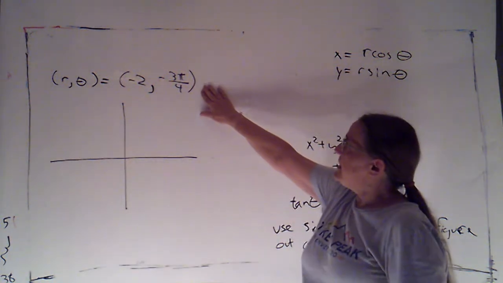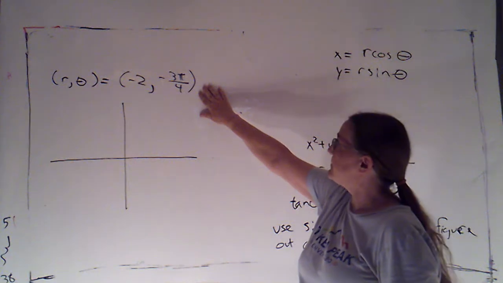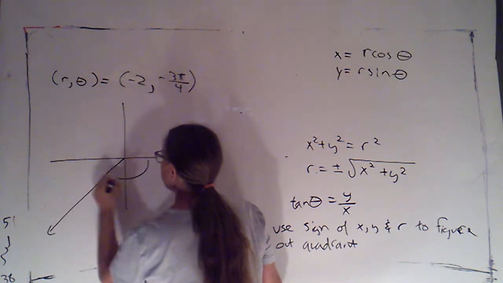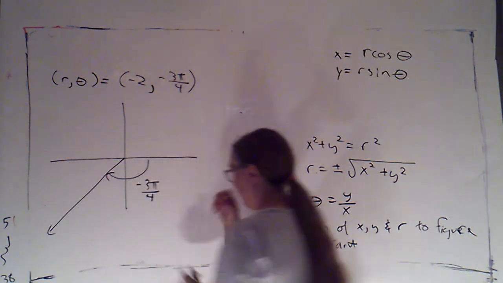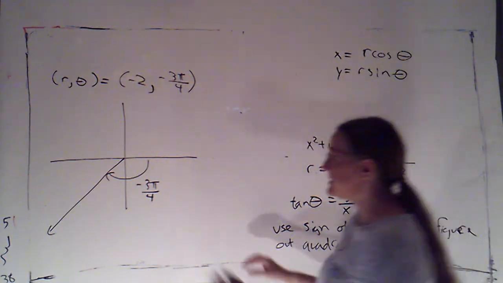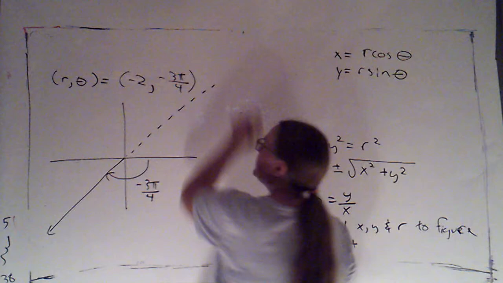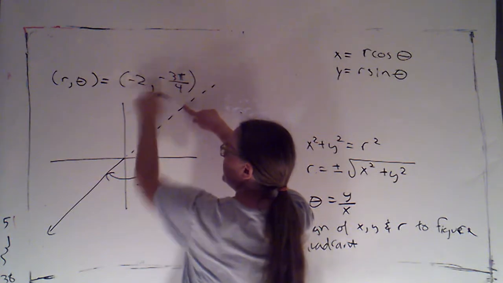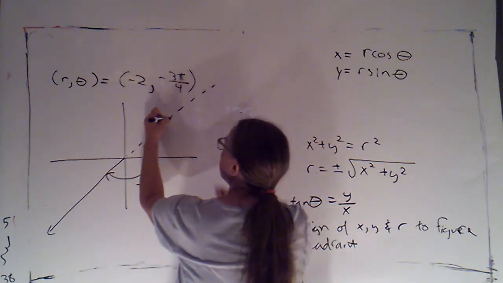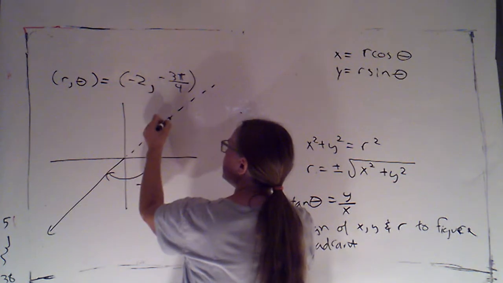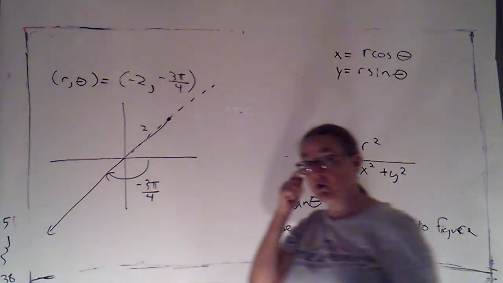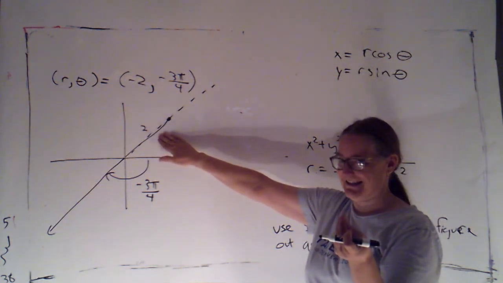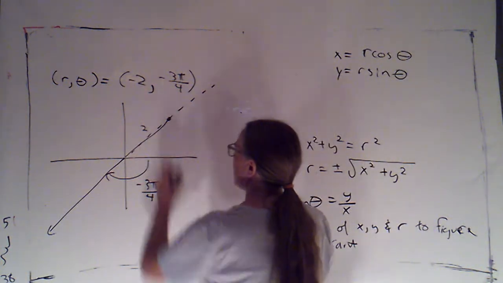If I were going to be plotting this point, negative 3 pi over 4 is going to look something like this. So that's the positive direction, and that would make this the negative direction. Now, because I'm going in the negative direction, a distance of 2, my point's going to land up here somewhere. And what I know is, just labeling that distance, that's 2. Now the r value is negative 2, but here I'm labeling the actual distance, 2. That would be the hypotenuse of this triangle.